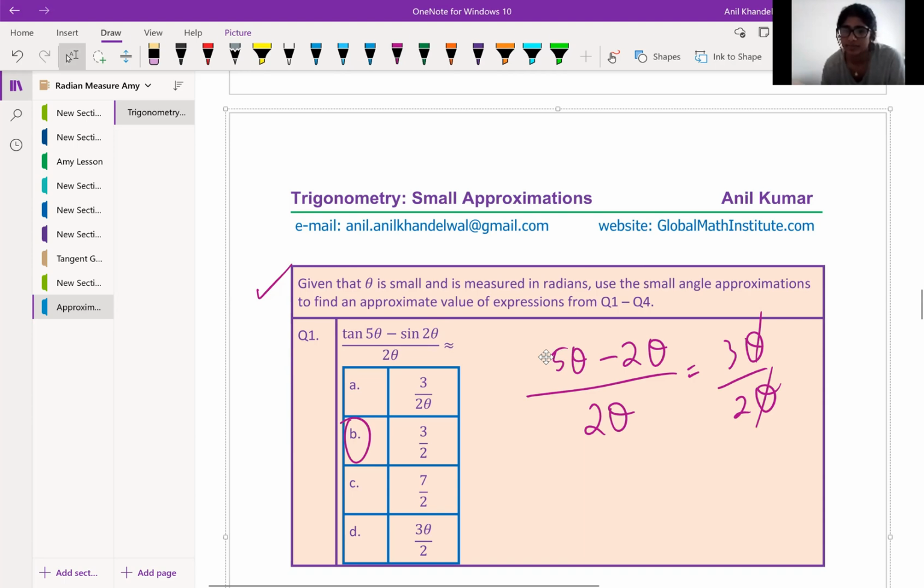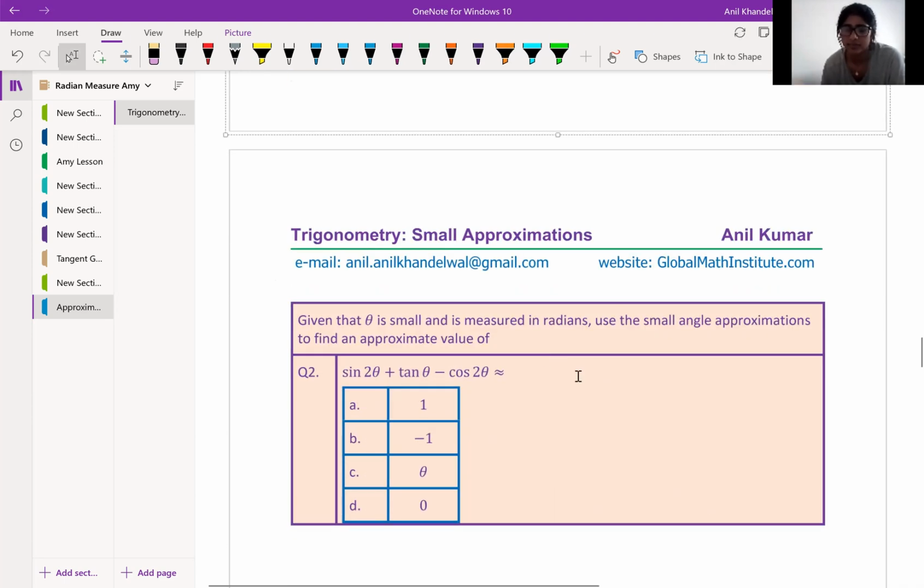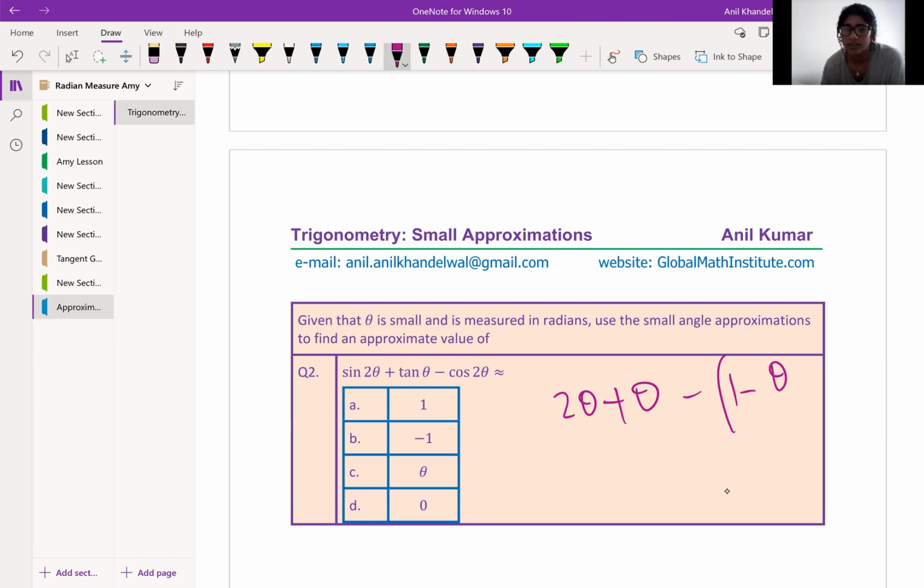Very simple. Now, question number 2, but it's important to understand this one. The above thing is the same, we'll just repeat. So 2 theta plus theta minus 1 minus 2 theta squared over 2. Correct? So we need to simplify.